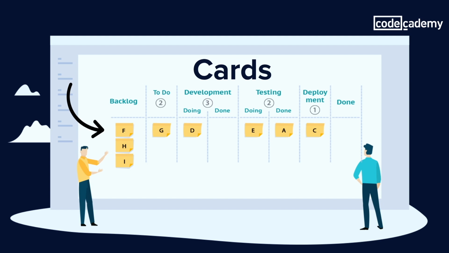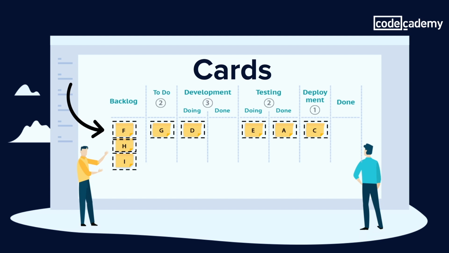Each item of work is represented by a card that contains details of the work that is assigned to it. So it'll have information like who's responsible for completing the card, how long it's going to take, and exactly what work is required for the card to be complete. As the project progresses, you'll see each card move between the columns to reflect its updated status.